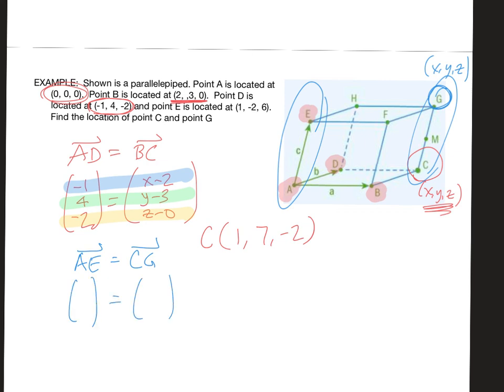All right, and again, to name those vectors, you've got to do head minus tail. So for AE, if you do E as the head and A as the tail, you end up with this. Likewise with CG, if G is the head and C is the tail, I'm going to have x minus 1, y minus 7, and z plus 2. And then you just have to solve. Again, there are 3 respective equations to solve here, right? Solving those 3, you will get a point G of 2, 5, and 4.